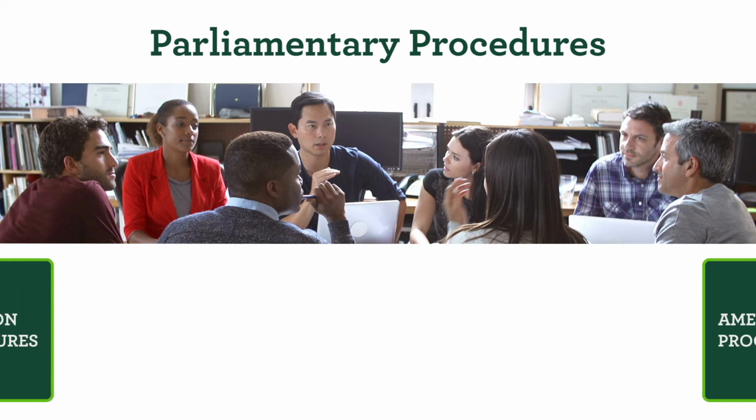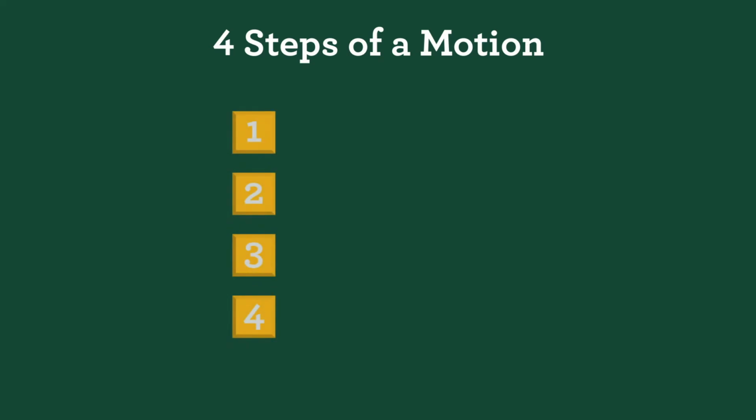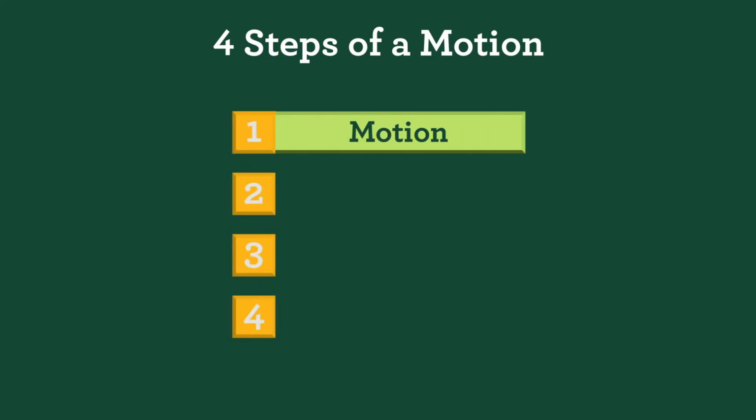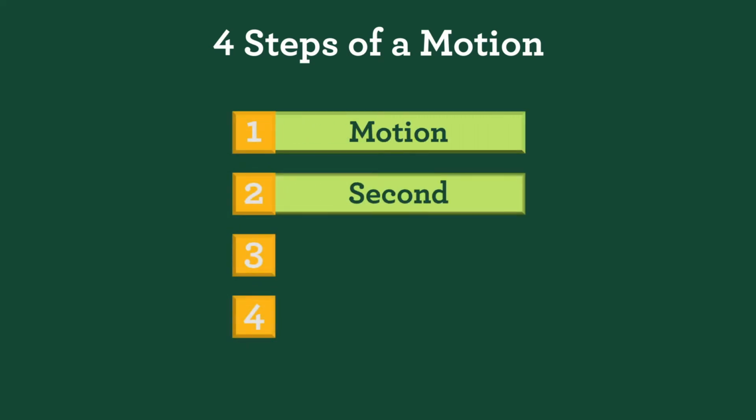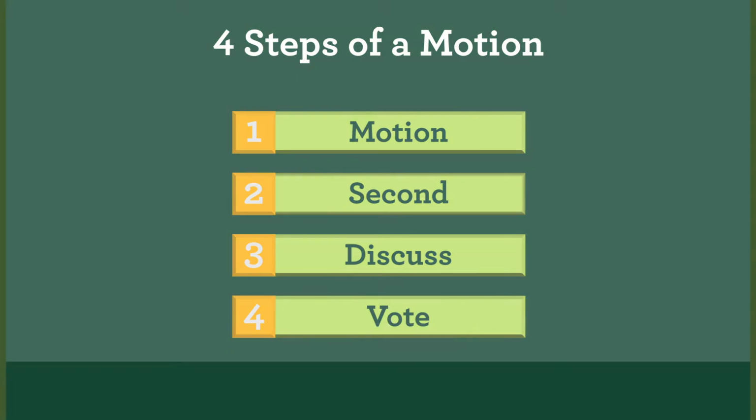What is a motion? A motion is a formal proposal by a member in a meeting that the group takes specific action. This person is generally referred to as the mover. The four basic steps to a motion include: the motion is made, it is seconded, it is discussed, and then the motion is voted upon. It is helpful if the motion is well-worded and succinct.